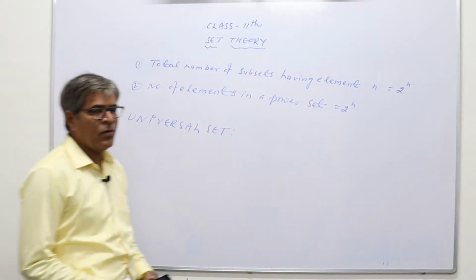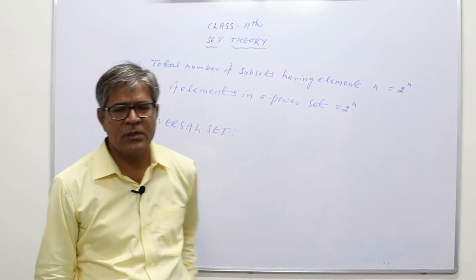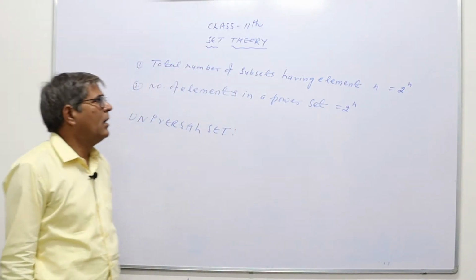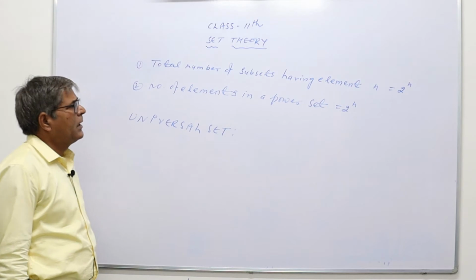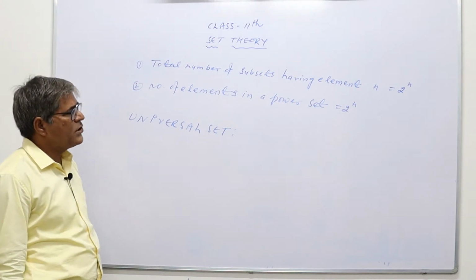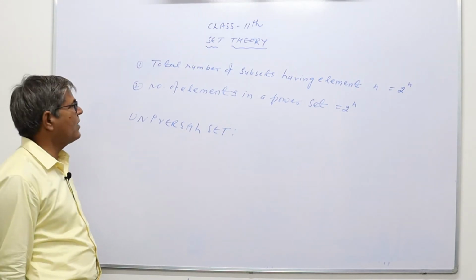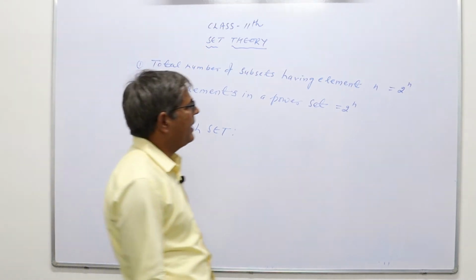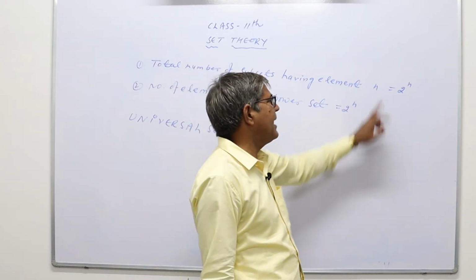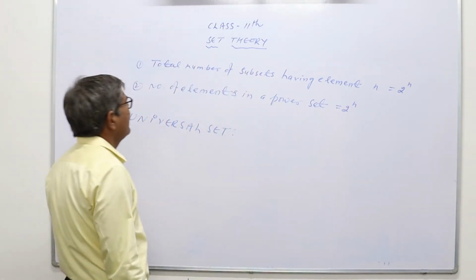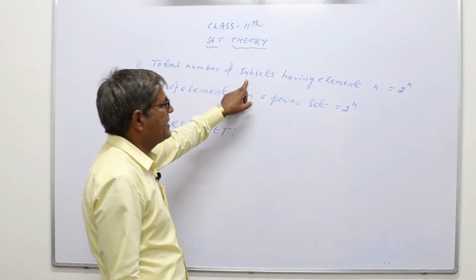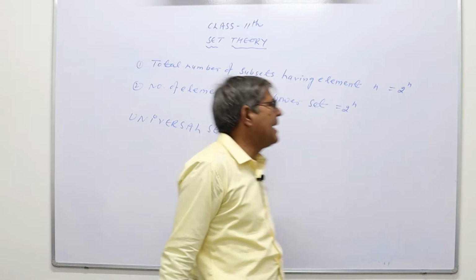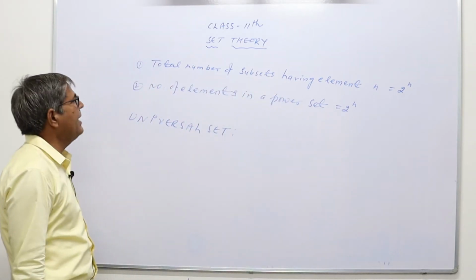In the last video, we discussed the power set, and now we will do some applications on the power set and the next topic. So first of all, if a given set has a total of n elements, then the number of subsets is 2 raised to the power n. This formula you have to learn.